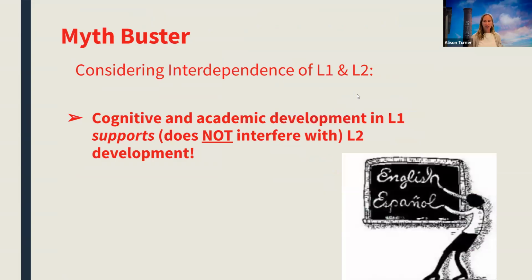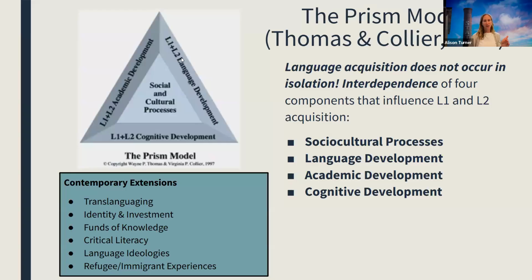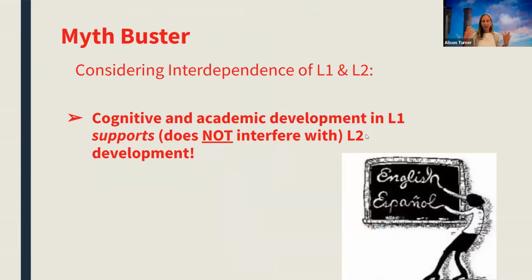Okay, just a quick myth buster, just to remind you of the interdependence between first language and second language. So our learners, if you go back to that prism, we want them to continue to develop their language in their first language. We want them to continue to develop academically, content-wise in their first language, and cognitively. This does not go against the learning of English. It actually supports it. And if you can do this, like in this drawing where English and Spanish are developed at the same time, right, that bilingual mind is much more flexible and much more powerful than we might give it credit for.